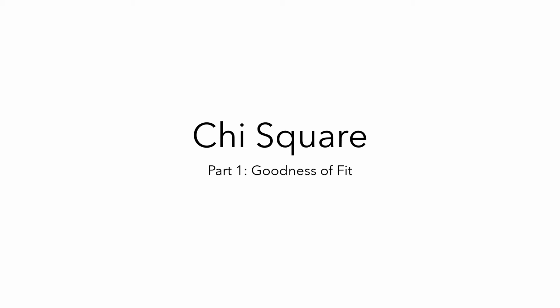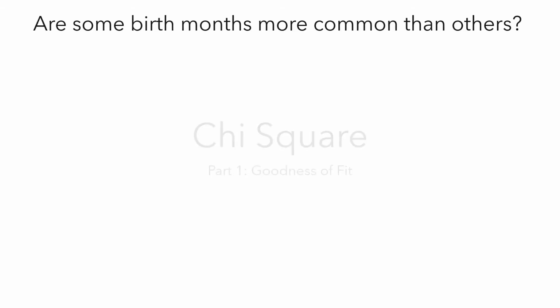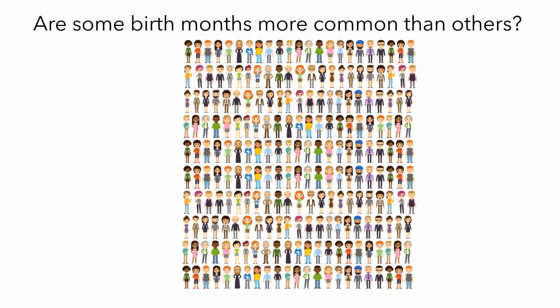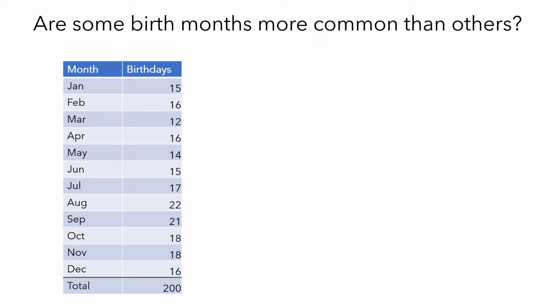In this video, I'll describe a new statistic called chi-square and show you how to use it to make inferences. Let's start with a research question. Are some birth months more common than others? To investigate this question, you survey 200 people and make a table of the data.